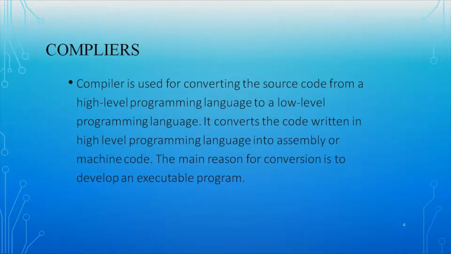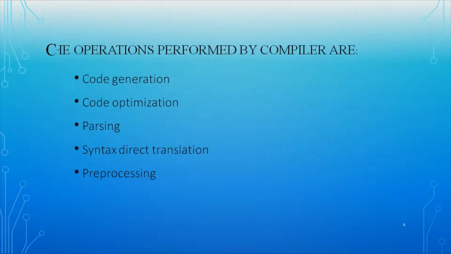A compiler has a front end and a back end. The front end will check whether the program is correctly written in terms of programming language, syntax and semantics. The back end is responsible for translating the source code into assembly code. These are the operations performed by a compiler: code generation, code optimization, parsing, syntax directed translation, pre-processing. Out of these, analysis of code, optimization and code generation are done by the back end of the compiler.